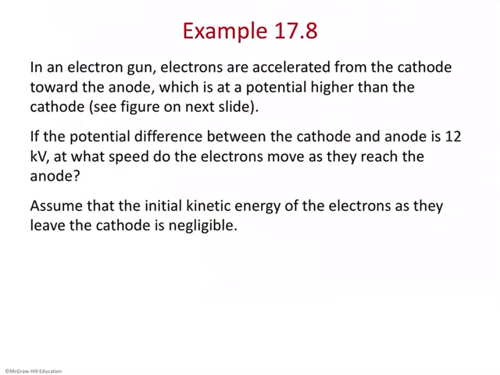Okay, so example 17.8. All right, so this says in an electron gun, electrons are accelerated from the cathode toward the anode, which is at a potential higher than the cathode. So if the potential difference between the cathode and anode is 12 kilovolts, at what speed did the electrons move as they reach the anode?